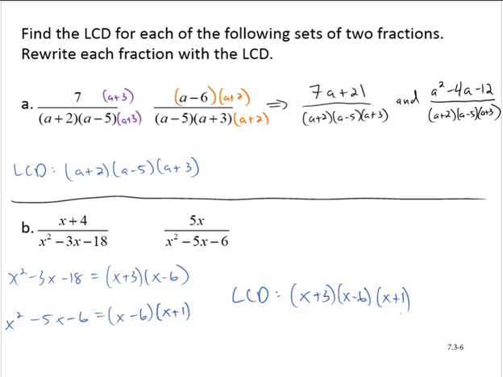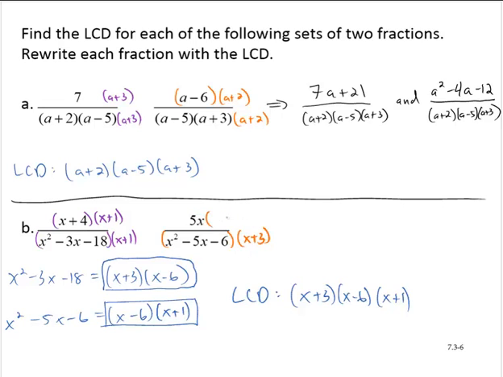Alright, so comparing to the first fraction, the first denominator in its factored form is missing the x plus 1. So I'm going to multiply by x plus 1 in the denominator and by x plus 1 in the numerator. Again, comparing to the factored form for the second denominator, it is missing a factor of x plus 3. So I'll multiply both numerator and denominator by x plus 3.